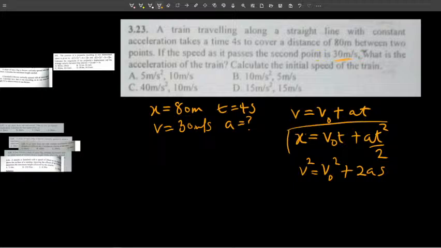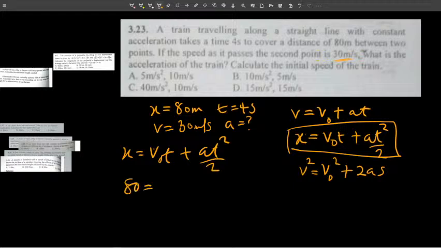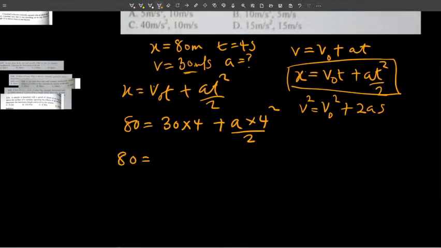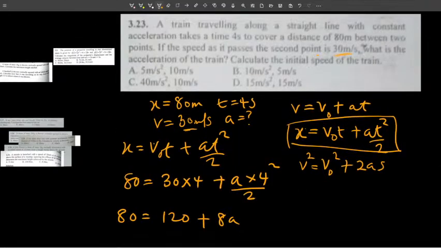So if I use this formula here, I'll have x equals v naught t plus a t squared over 2. So s now is 80 equals my v naught, which is acting as my v now, 30, times my time, 4, plus a times 4 squared over 2. So this will give me 80 equals 120 plus 4 squared is 16, divided by 2 that's 8, so 8a. So I'll carry this over to the other side. So what will be our answer?